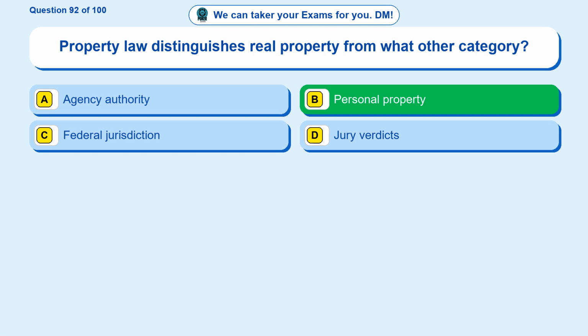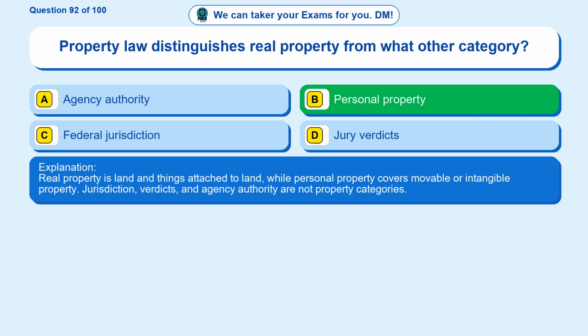Personal property. Real property is land and things attached to land, while personal property covers movable or intangible property. Jurisdiction, verdicts, and agency authority are not property categories.